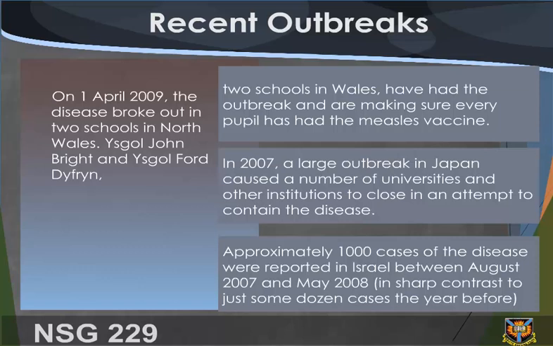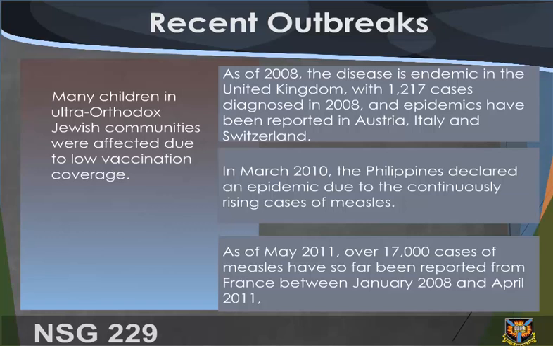In 2007, a large outbreak in Japan caused a number of universities and other institutions to close in an attempt to contain the disease. Approximately 1,000 cases of the disease were reported in Israel between August 2007 and May 2008, in sharp contrast to just some dozen cases the year before. Many children in ultra-Orthodox Jewish communities were affected due to low vaccination coverage.